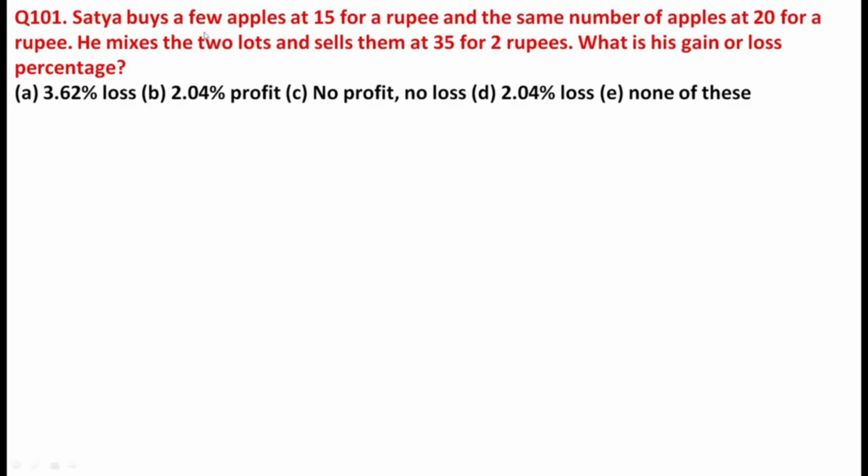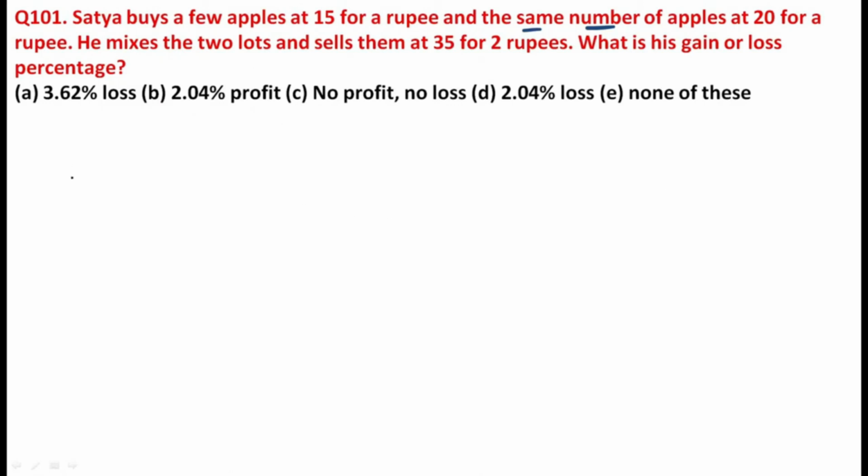See, Satya buys a few apples at 15 for a rupee, and the same number of apples, guys. The same number of apples, the same number is the most important line here. At 20 for a rupee, he mixes the two lots and sells them at 35 for 2 rupees. So what is the gain or loss percent?